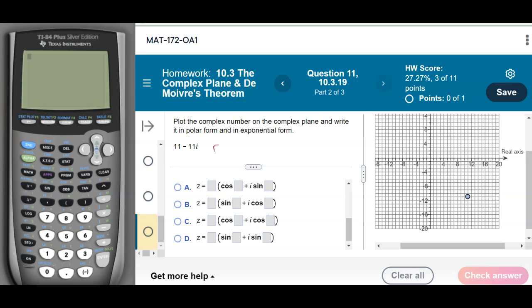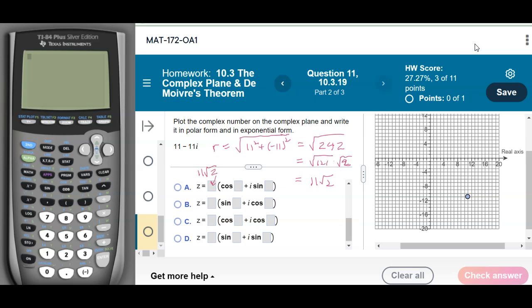Alright, so r, how far it is, the magnitude of this thing, is equal to the real and imaginary parts squared, like the Pythagorean theorem. So 11 squared plus negative 11 squared. Alright, so 11 squared is 121. Negative 11 squared is also 121. So this is the square root of 242, which 11 squared, 121, is a factor. So I could write this as 121 times 2, both underneath a radical, and then that's 11 times the square root of 2. So that's what's going to go here.